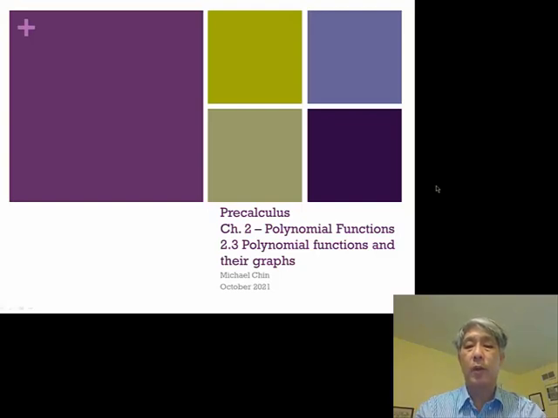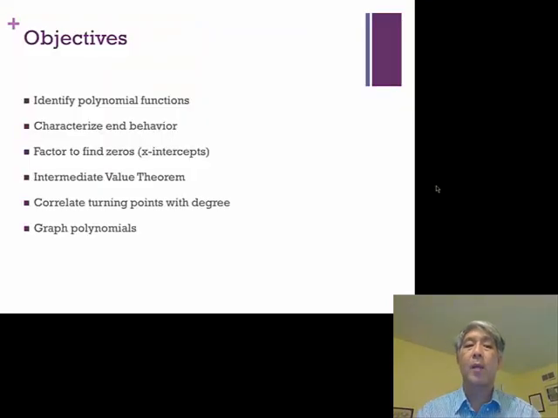This unit starts us on 2.3, so we're going to be moving away from just quadratics, which are ax squared plus bx plus c, and moving on to higher degree polynomials. We're going to be able to identify these polynomial functions. Our goal at the end is basically to graph them, and everything we're going to do in this unit is working towards graphing a polynomial.